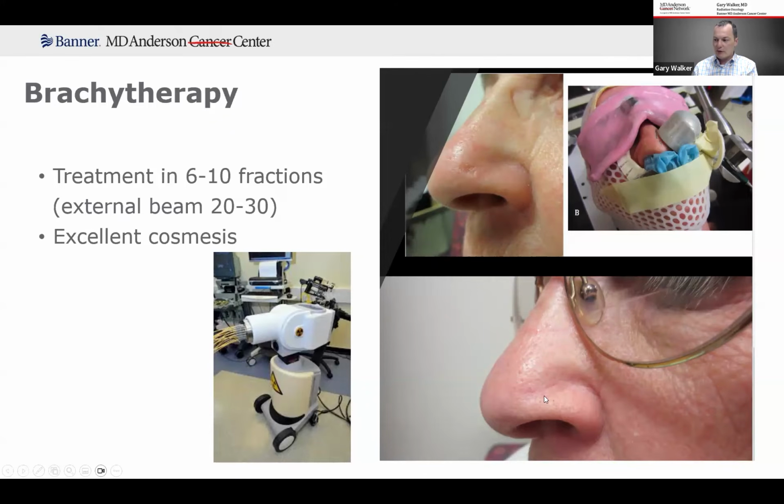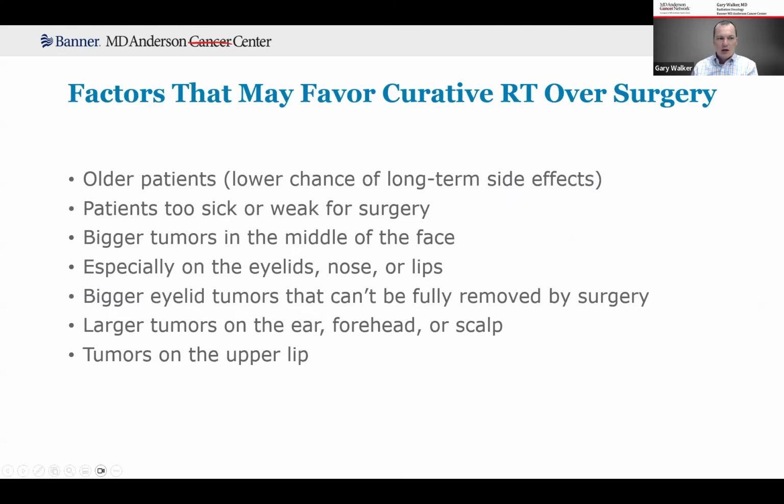And you can see here on the bottom right, the patient had a great outcome with very good cosmetic outcome, whereas if they would have had surgery, it potentially could have had more scarring. So this is commonly used particularly for patients that are over age 40 that have very small tumors and very good outcomes that we'll review in a second.